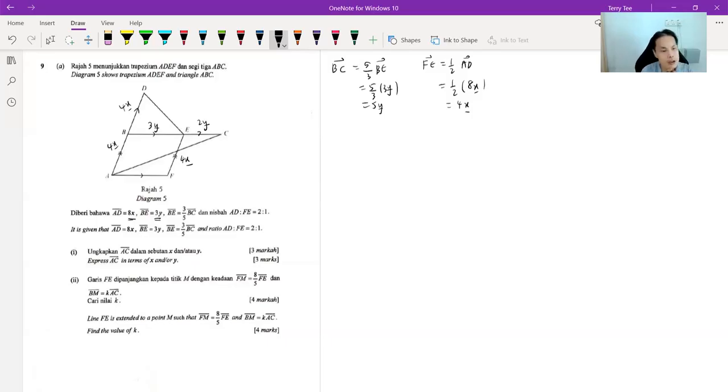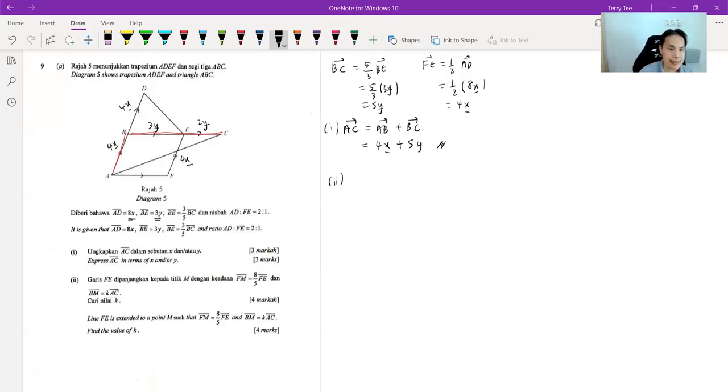Now, the next thing is you are supposed to express AC in terms of x and y. With that, it's kind of easy. You just read directly from the diagram. If I want to go from A to C, I can go A to B, B to C. So you can write AB plus BC. Since we know AB is 4x, BC is 5y, so it's 4x plus 5y.